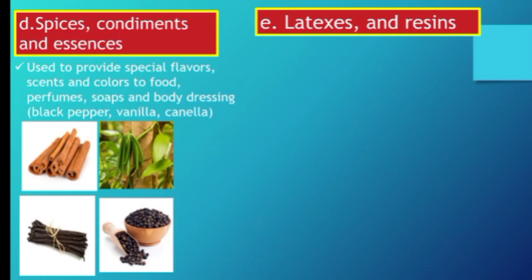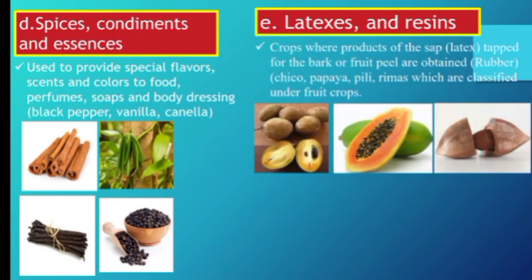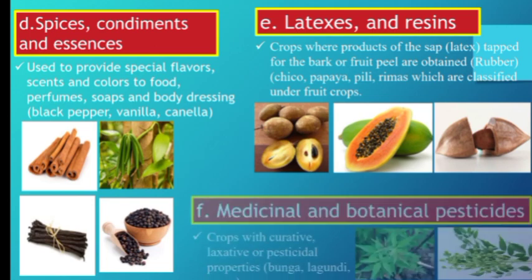Fifth are the latexes and resins, which are crops producing sap, which is latex, from the bark, or fruit peel, or obtained rubber, like chico, papaya, pili, rimas, which are classified under fruit crops.